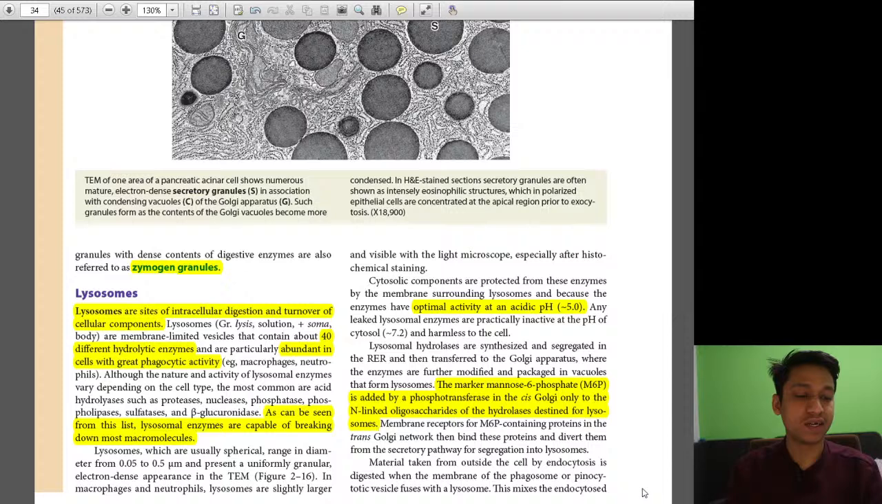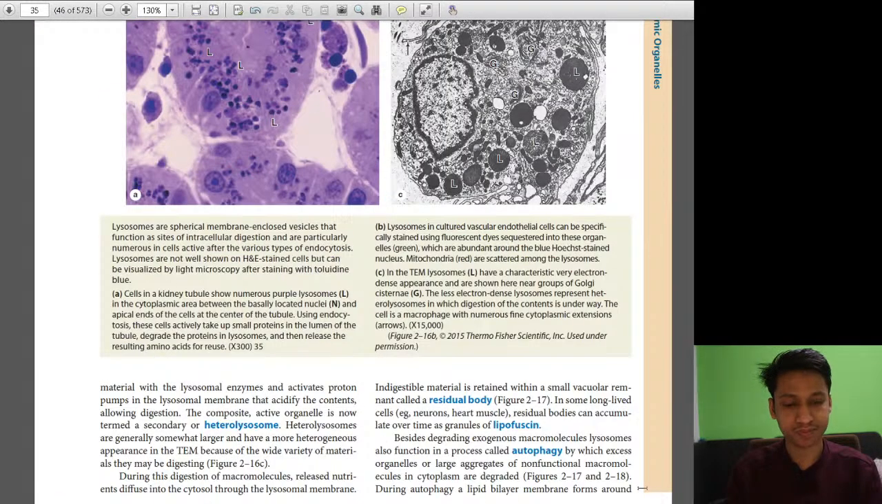This mixes the endocytosed material with the lysosomal enzyme and activates proton pumps in the lysosomal membrane that acidify the content, allowing digestion. Like the digestion that happens in our stomach, we have acid, and we need an acidic environment to start the process of digestion.